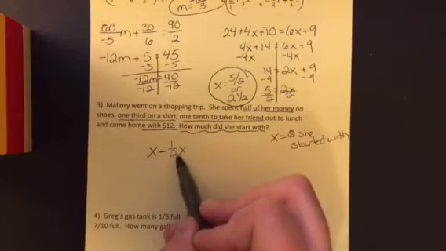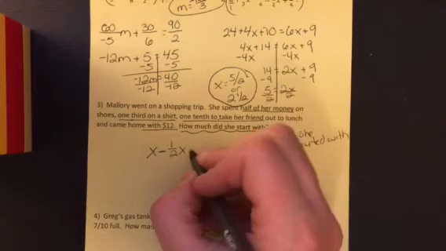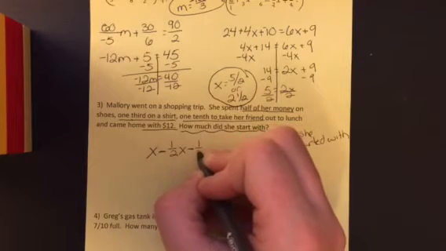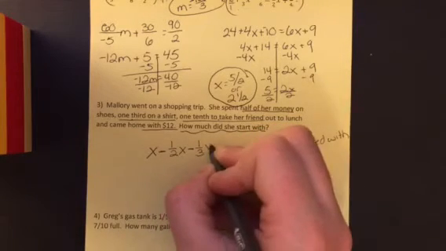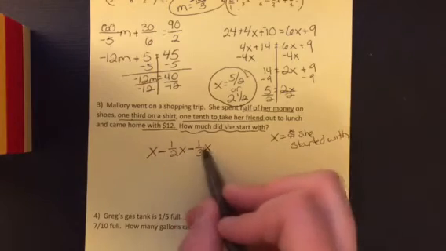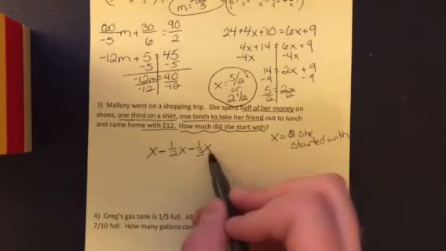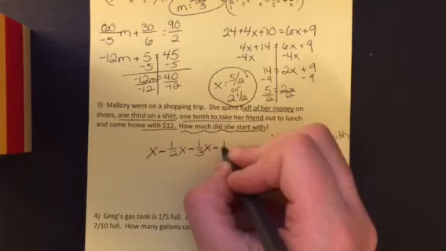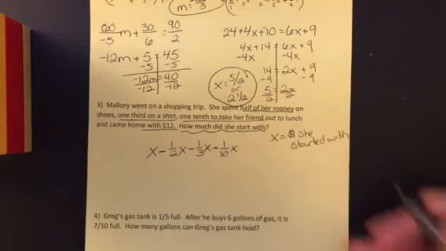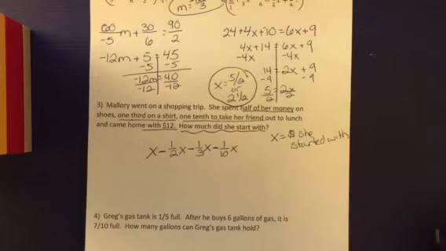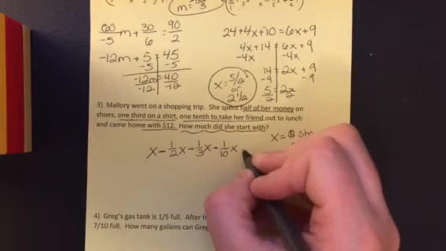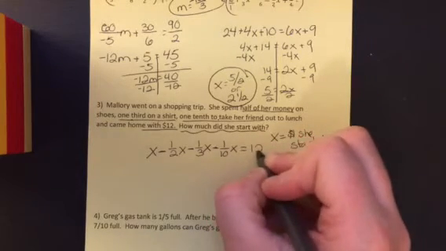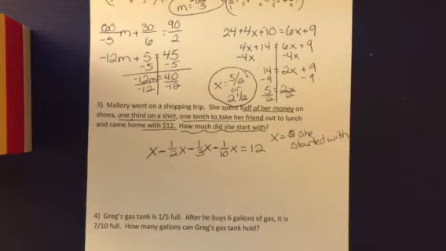So that's half her money on shoes, and a third on the shirt. So I need to take away 1/3 of, or times, the total amount. That's the biggest thing: we forget to put the X's with these. And then 1/10 of that money, so minus 1/10, to go out to lunch with her friend. She then came home with $12, so our end result is 12.